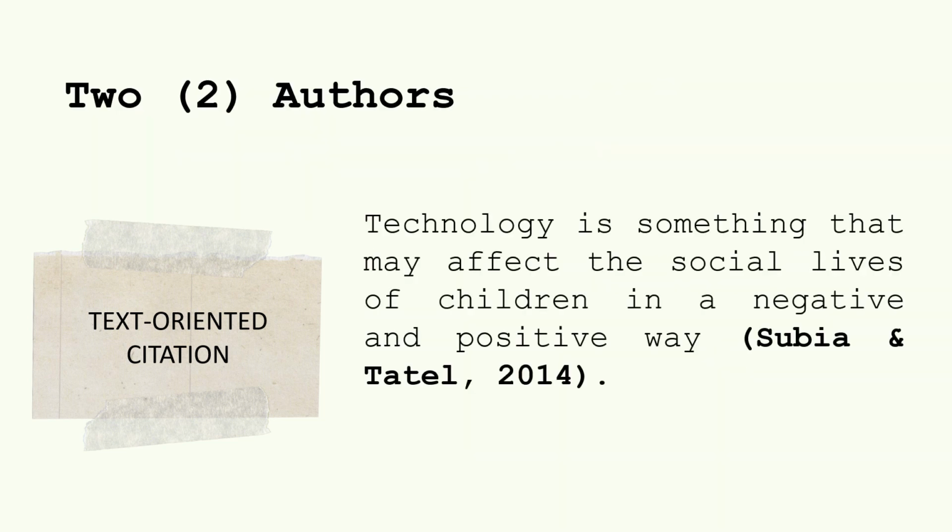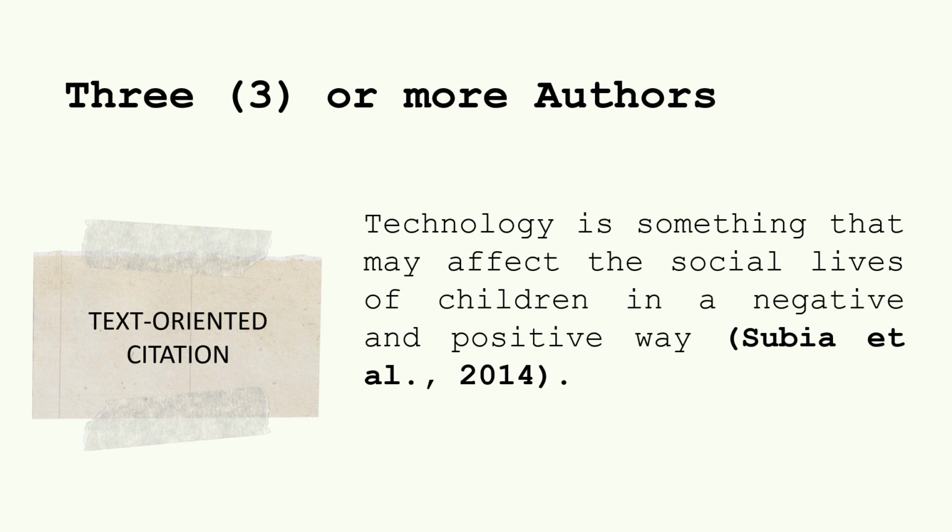If two authors, same way. You first write the paragraph or the sentence which you have gotten from your sources, and then you put the names of the authors and the year of publication in parentheses. Technology is something that may affect the social lives of children in a negative and positive way. Sabia, 2014. If you have two or more authors, again, we just have to use et al, but again, it will be put inside parentheses, both the name and the year of publication, after your text, okay, after the sentence or paragraph from your sources.